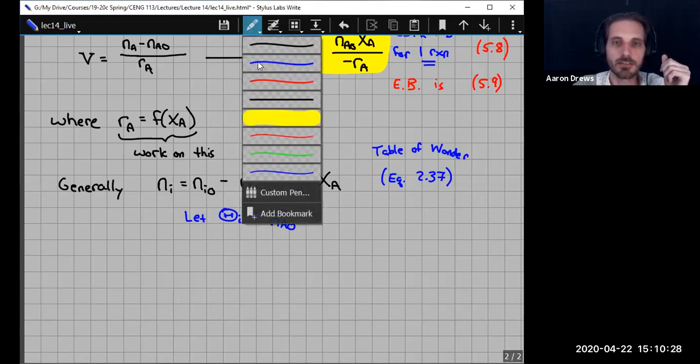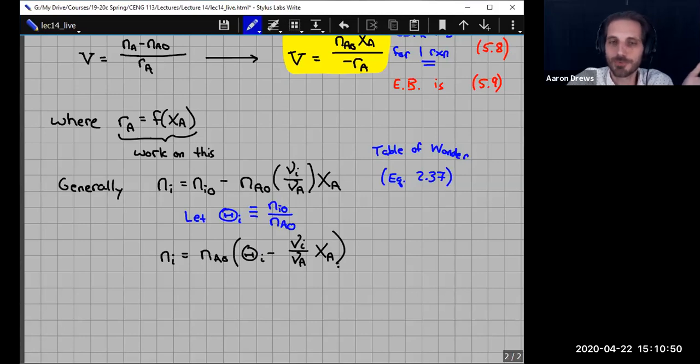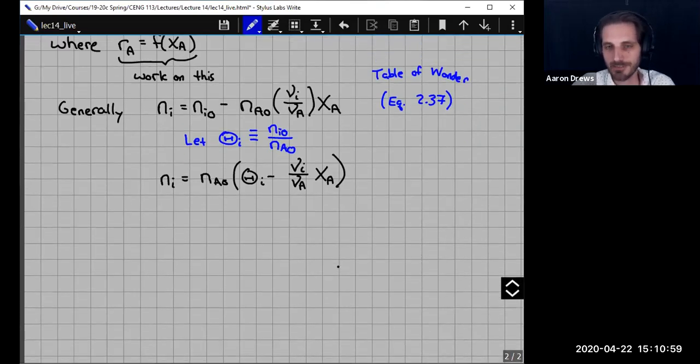And so if you let theta equal the ratio of the inlet molar flow rates, you can then write that the outlet molar flow rate of anything, N sub I, is equal to N sub A zero times theta I minus the stoichiometric coefficient of I divided by that of A times X sub A. Why did we introduce a brand new term there? That's unfortunately some of the habits that we get into have been made a long time ago. You need to know that the theta exists because other people use theta, and that's what it means. It's just the ratio of the inlet molar flow rates.